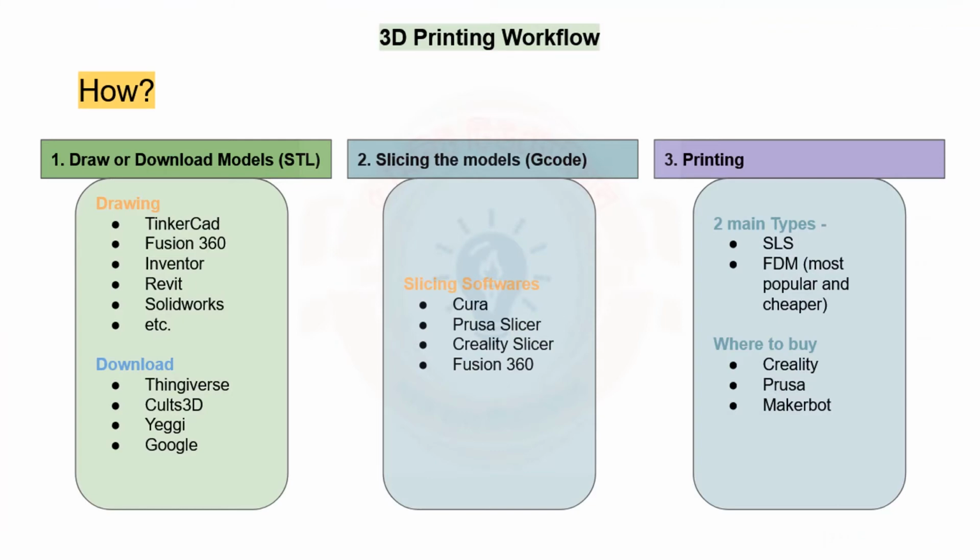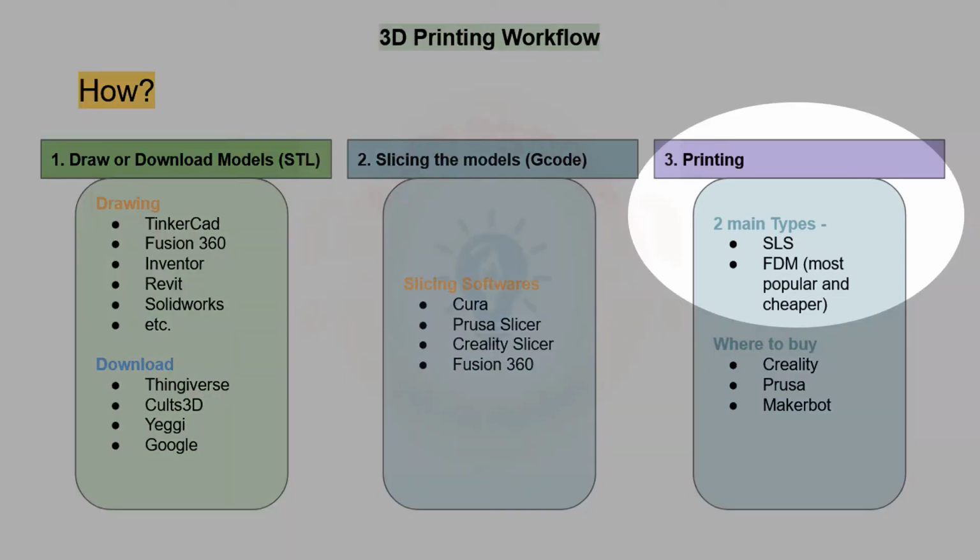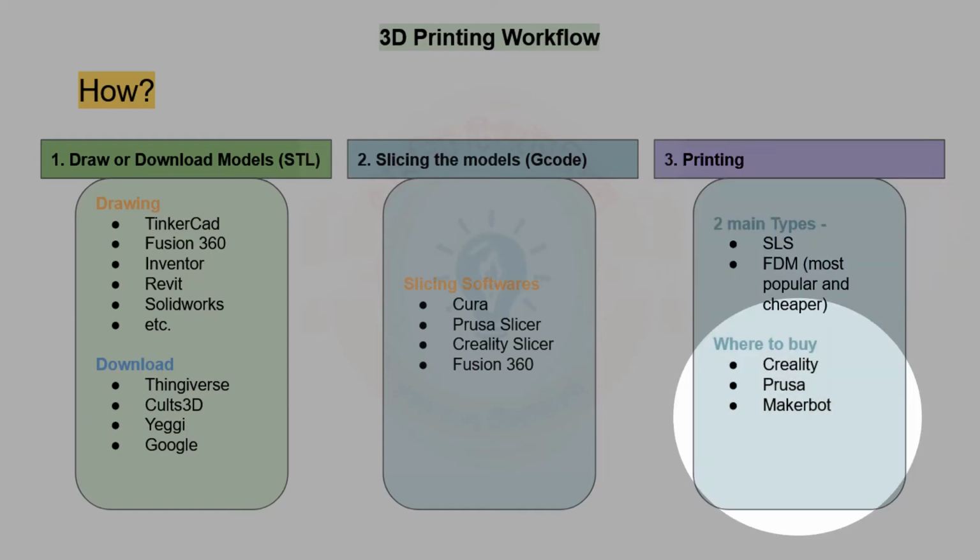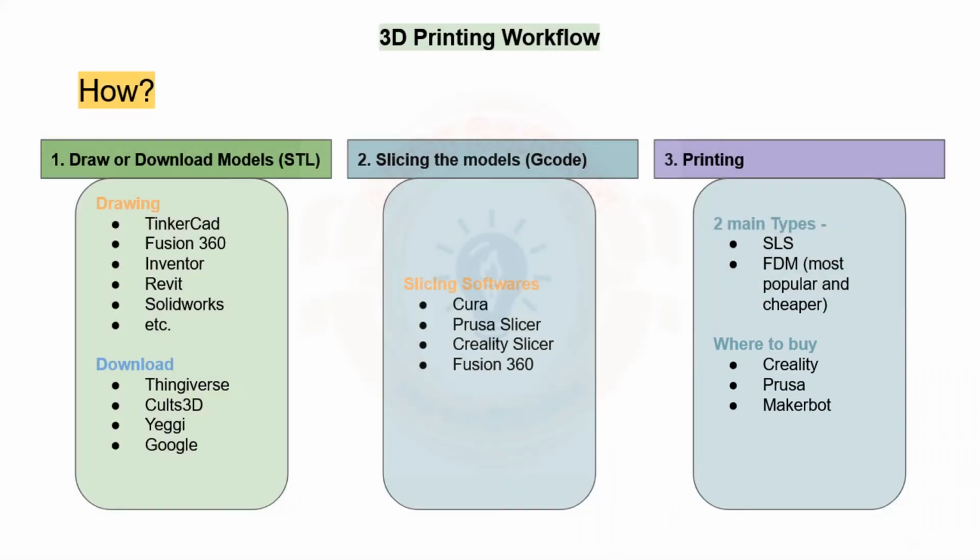There are two main types of printers: SLS type and FDM type. SLS types are more expensive, but FDM are more user friendly and easily accessible to normal people. The most popular brands are Creality, Prusa, MakerBoard. Of course, there are many more, and many new ventures are coming out making 3D printers.